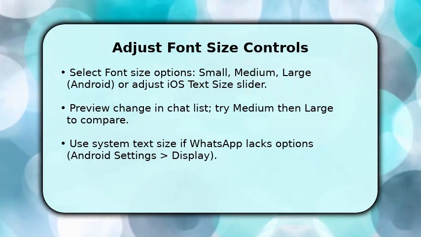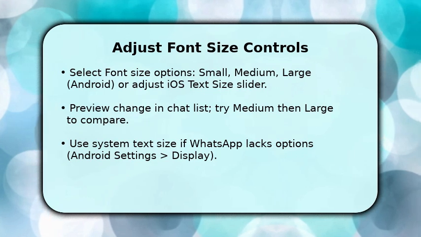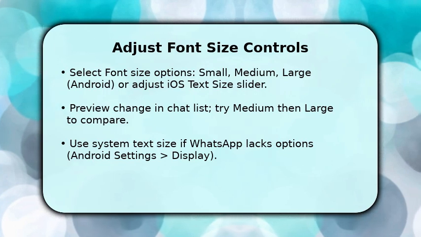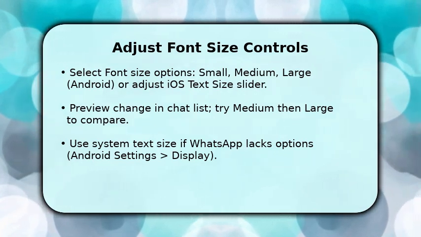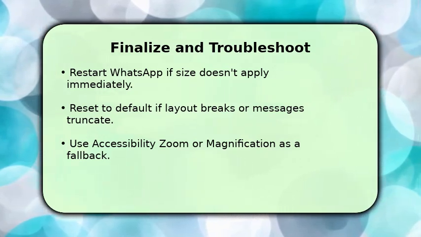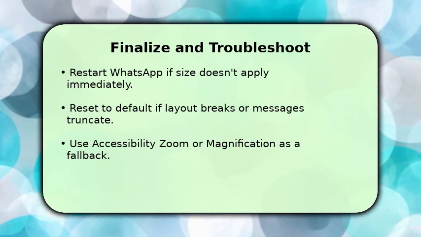If WhatsApp lacks a font control, switch to System Text Size via your phone's display settings. This affects every app and gives a consistent result across WhatsApp and other apps. Finally, confirm the change across multiple chats and media screens. You want larger text everywhere.